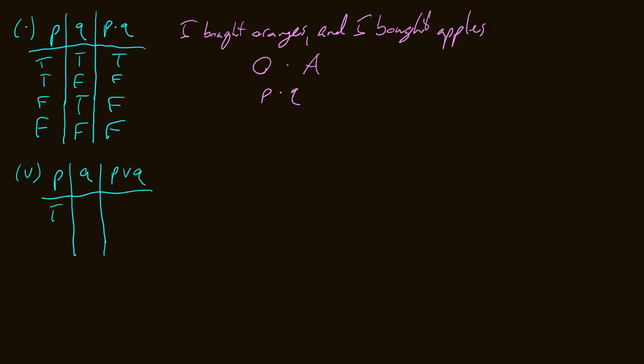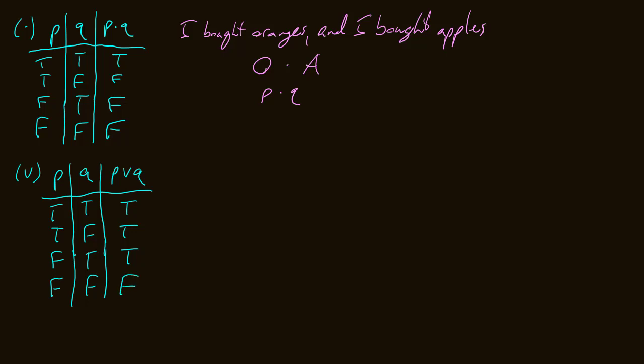All right, and now we're going to do true and true, true and false, false and true, and false and false. Now let's make our table a little bit bigger. Now, when both P and Q are true, then P or Q is true. When one of P and Q is true, then the statement P or Q will be true. And if both are false, then the entire statement P or Q will be false.